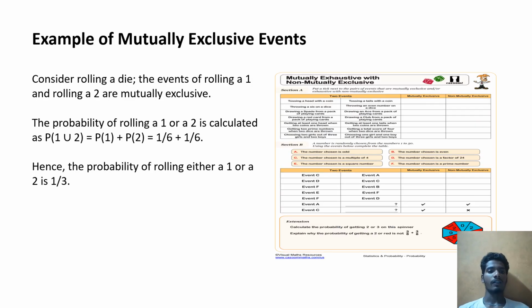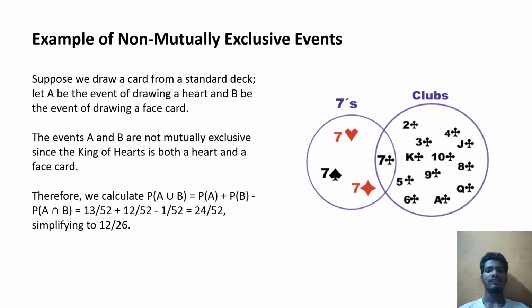Example of mutually exclusive events. Consider rolling a die. The events of rolling a 1 and rolling a 2 are mutually exclusive. The probability of rolling a 1 or a 2 is calculated as P of 1 union 2 is equal to P of 1 plus P of 2 is equal to 1 by 6 plus 1 by 6. Hence, the probability of rolling either 1 or 2 is 1 by 3. This pie chart diagram shows the mutually exclusive and non-mutually exclusive events.